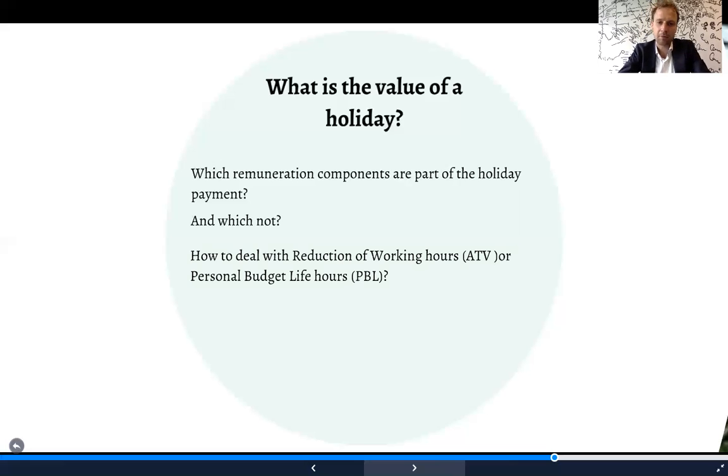What about reduction of working hours, ATV, or personal budget life hours? Both components are sometimes part of a collective labor agreement. The Dutch Supreme Court ruled many years ago that reduction of working hours are not covered; it's open for parties to decide the value of such hours, which can also be zero. So an ATV day does not have to be of any value in money terms.